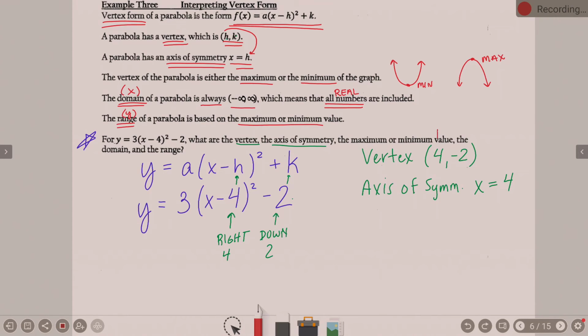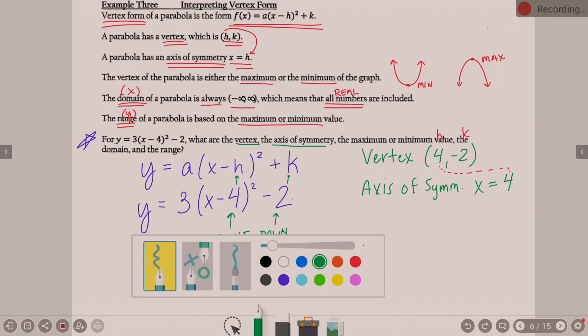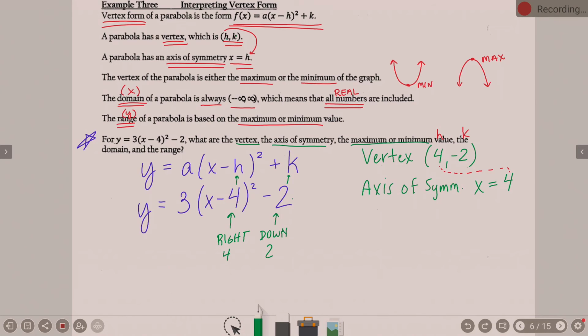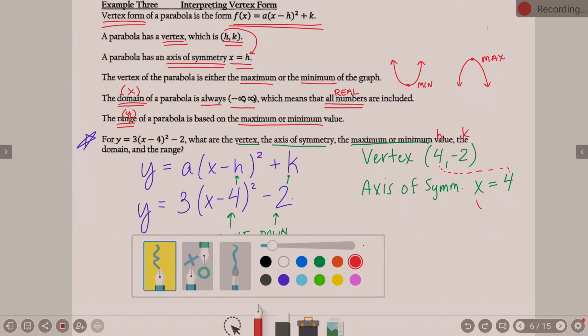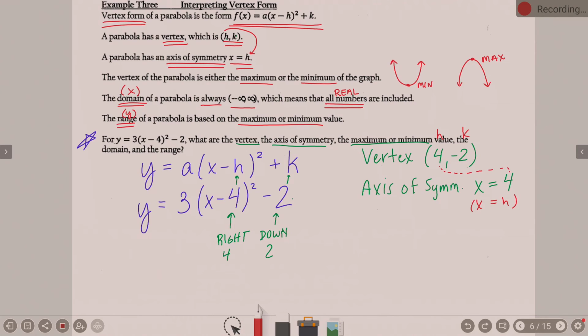So realize here, let me go back to a different color, that first of all, these are my H and K values, right? This 4 will always match. It's not coincidence. It always matches. Okay. What else? What do I need to know? I want to know, is the vertex a maximum or a minimum? And we need to talk about what that value is. Reminder, this is x equals h here.